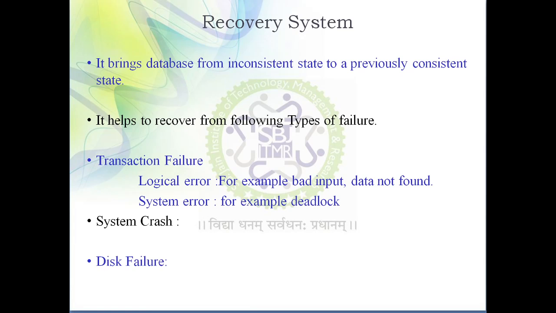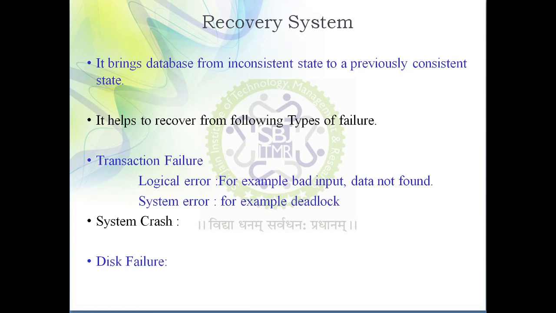Just because of natural calamities, the flood is there, earthquake is there, cyclone is there, and a number of things can be there. Sometimes there is malpractice, or a cyber attack. You have heard about the cyber attack, where people attack your system and try to block your data. So a number of reasons are there.